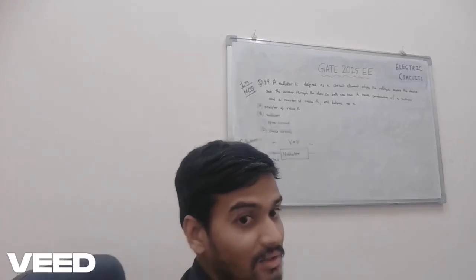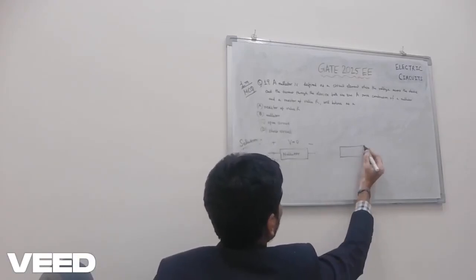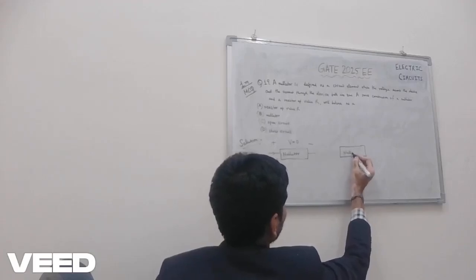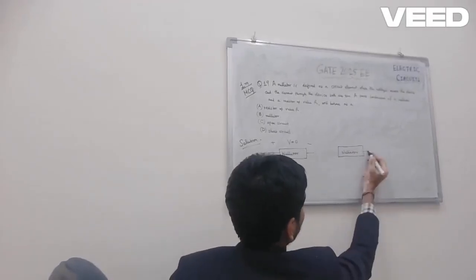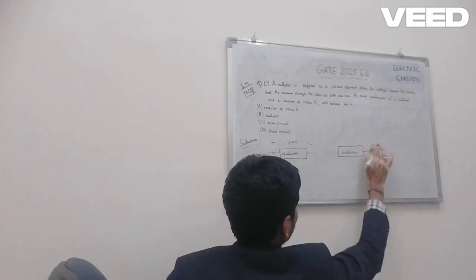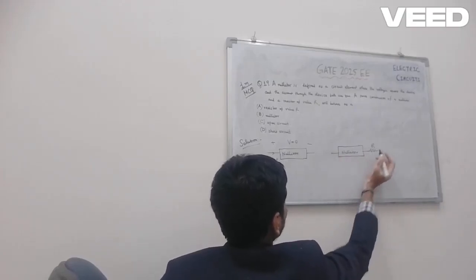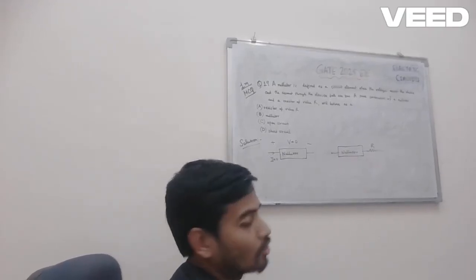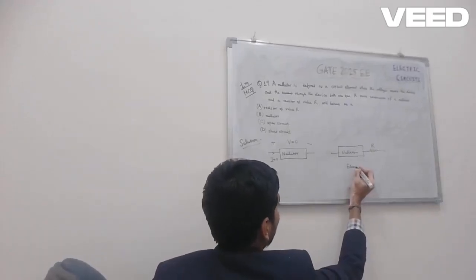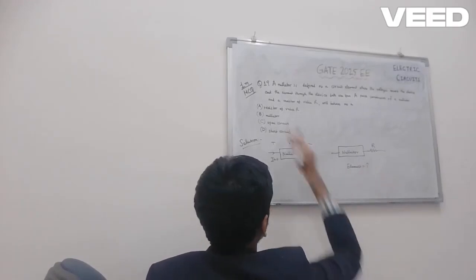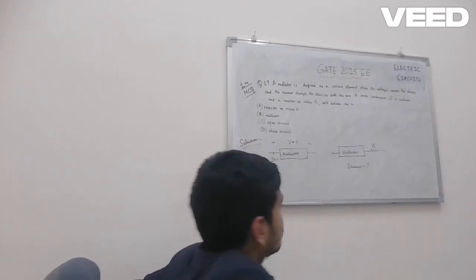Now let's draw the circuit that is required, the series combination of a nullator and a resistor of value R in series. Nullator and a resistor of value R connected in series. Okay. This is the circuit diagram of the given element, as it is given in the question.